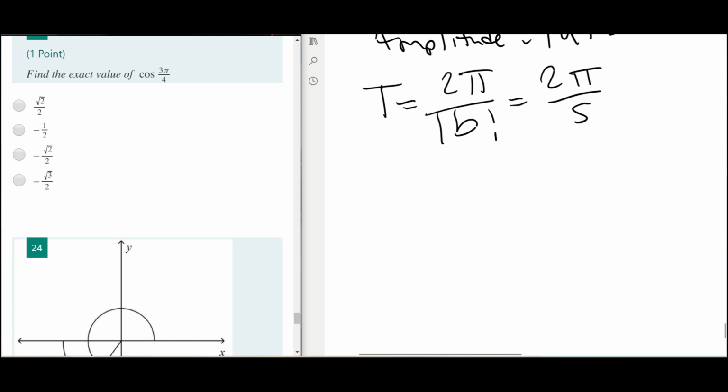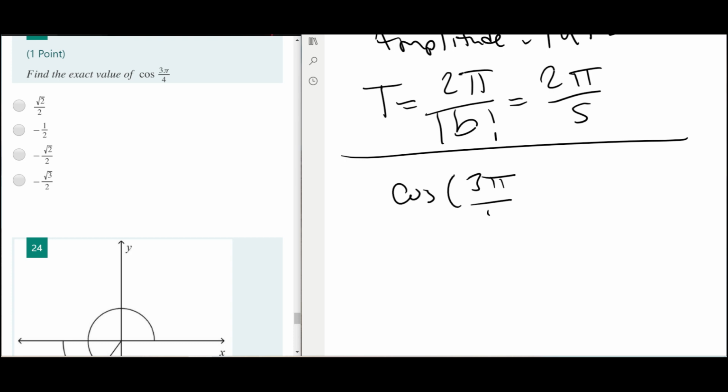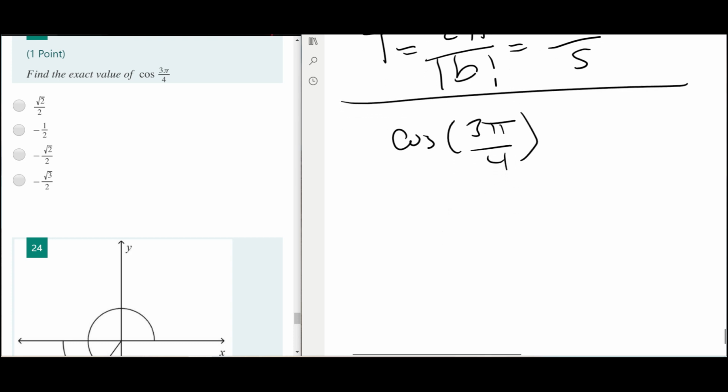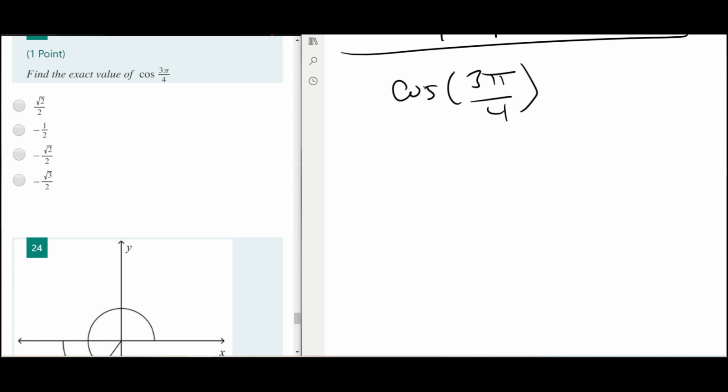Find the exact value of cosine of 3 pi over 4. So cosine of 3 pi over 4. So we've got to convert that. If you're not comfortable with radians, then I would convert it to degrees. So let's do that right away. You're going to have to show this step right here. So remember, this is in rads, so that means rads has to be on the bottom and degrees has to be on top.